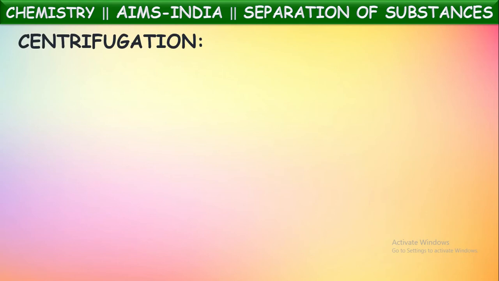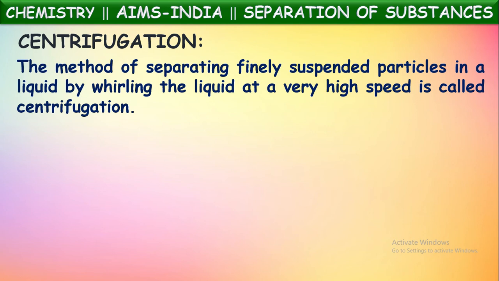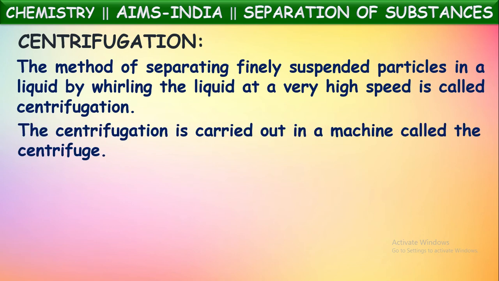Next one, centrifugation. The method of separating finely suspended particles in a liquid by whirling the liquid at a very high speed is called centrifugation. The centrifugation is carried out in a machine called a centrifuge. This method is used to separate very finely suspended particles mixed in a liquid.